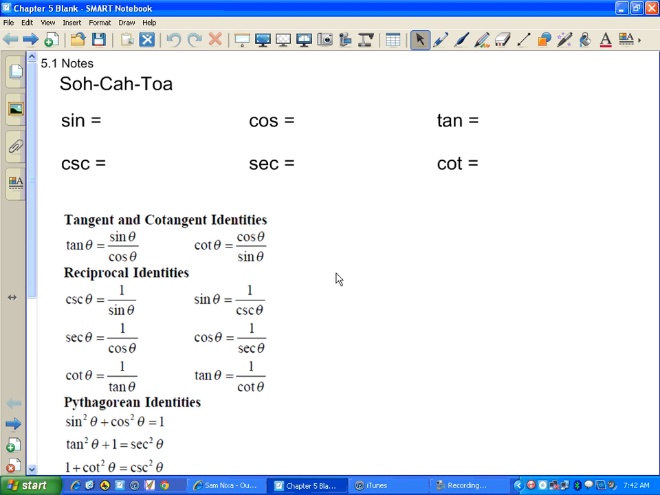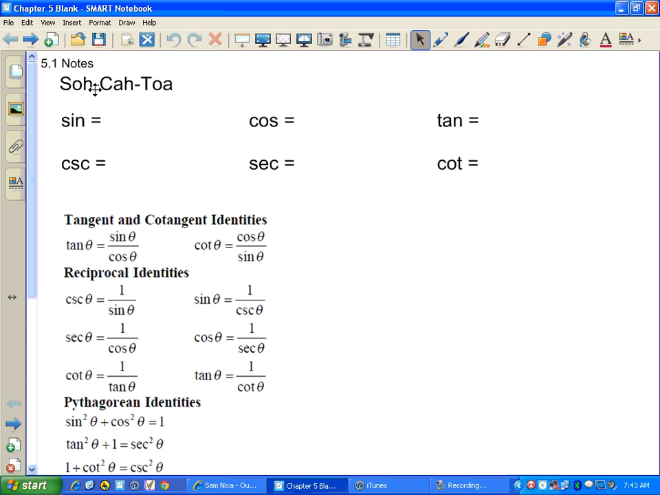Alright, Chapter 5, we're going to look at some extra trig identities that we can use. We're also going to look at more in-depth solving of trigonometric equations. So we're just going to start with a selection of the trig identities from your sheet that I gave you.